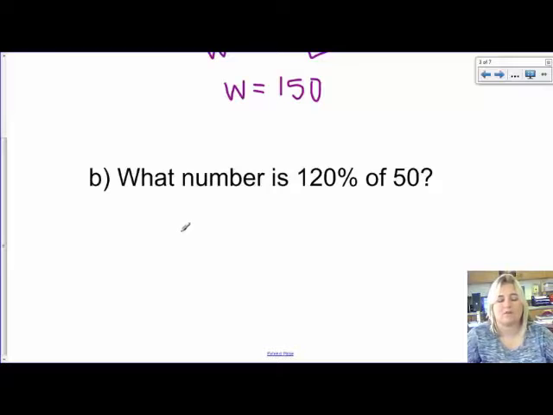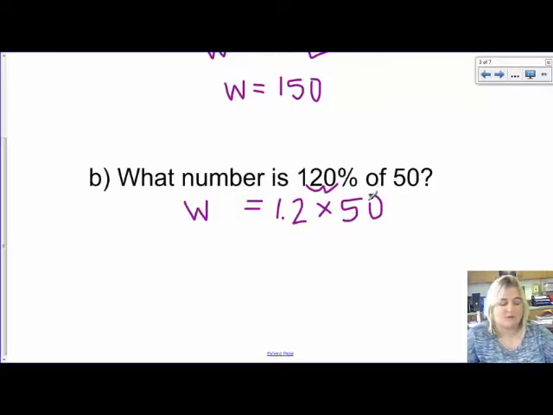On B, it says what number? We don't know what number, so we start by putting W. Is, we know, means equals. 120%, remember that to change a percent to a decimal, we have to move that decimal place 2 times away from the percent sign, so we have 1.2. Of 50. Of means to multiply, and then 50. So all we have to do is punch that into our calculator, 1.2 times 50, and that gives us our W, or our number that we're looking for, equals 60. Final answer.